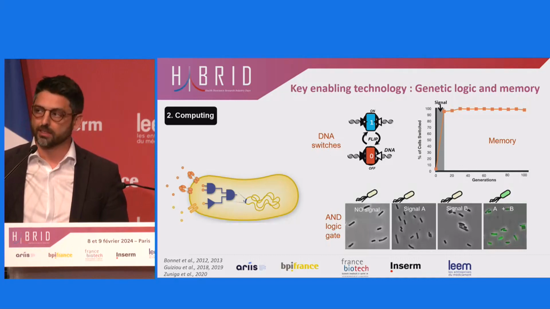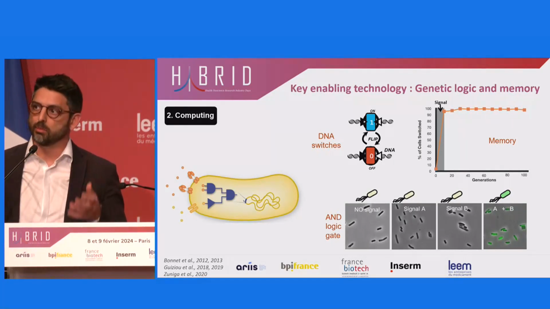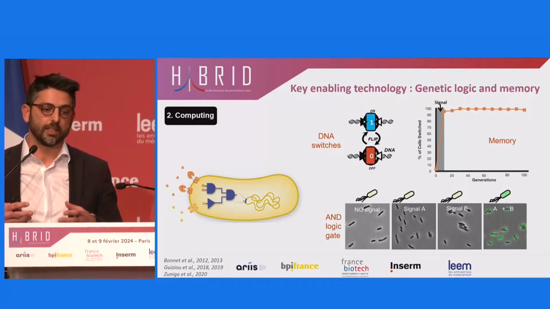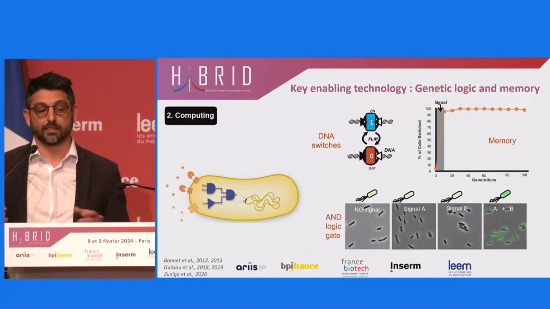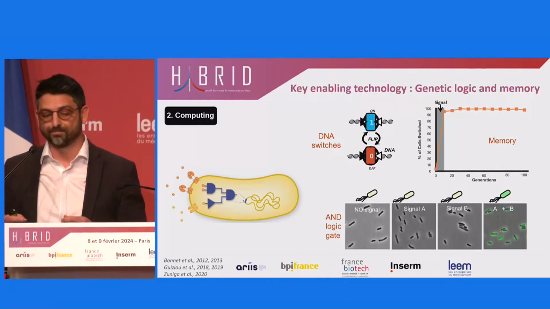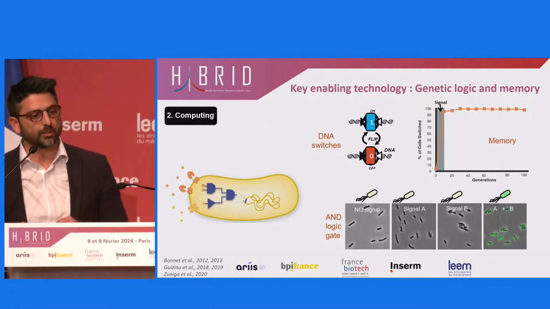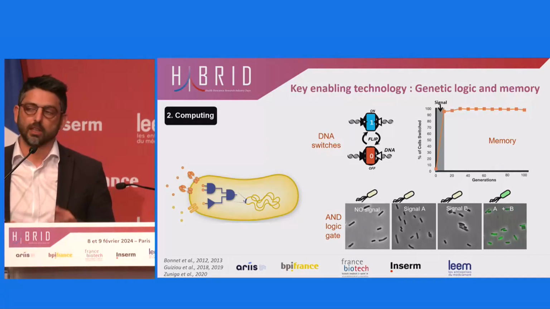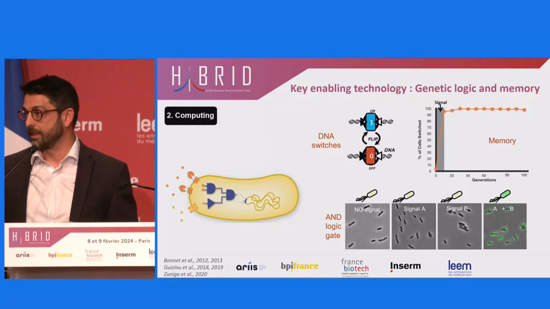Also, we can combine these switches to engineer logic gates. So in this case, an AND gate, where you have production of your gene only when the two signals are present. So the signal A and B, you can see here the bacteria producing GFP. Okay, so these are the tools. Now I want to show you how we apply them for therapeutic bacteria.